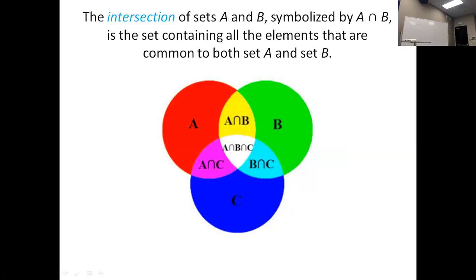Intersections, for example: here we have 3 circles, A, B, and C. A is the red one, B the green one, C the blue one. You have their intersections, for example, between A and B in that yellow area. What it means is those elements that are in that intersection are part of both set A and set B. The white one is an intersection of A, B, and C. All the members in that white area are elements of set A, elements of set B, and elements of set C.